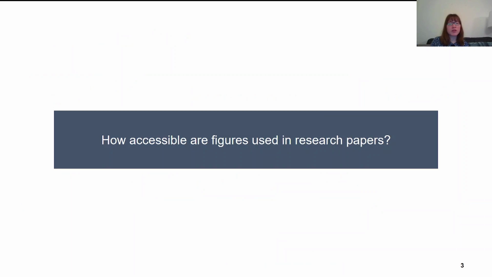CVD accessibility is already a well-researched topic within HCI and visualization research. However, we wondered, how well is this research actually turned into practice? In particular, how accessible are figures that we ourselves use in our own research papers? Are there specific issues, or can we see trends over time? To that end, we contribute a large-scale data study.